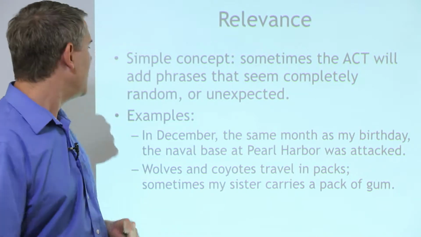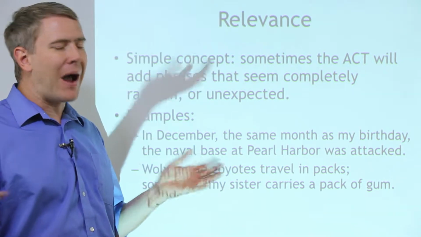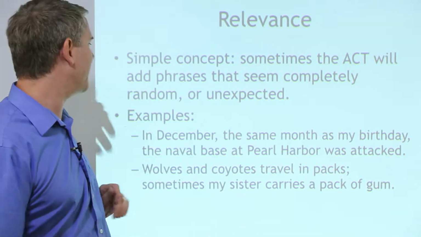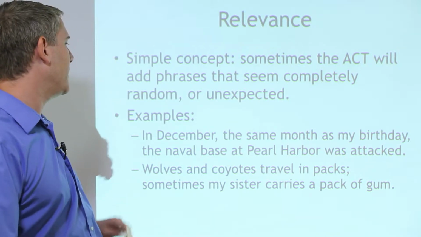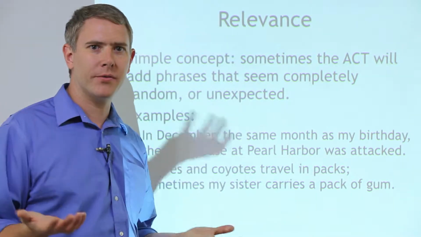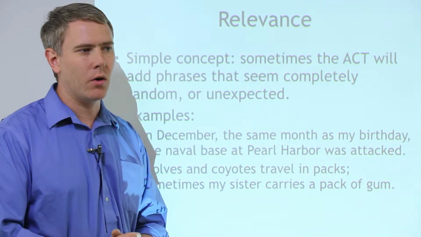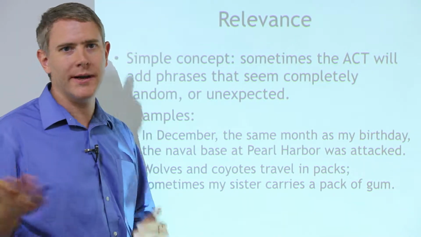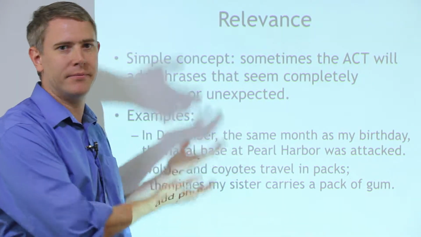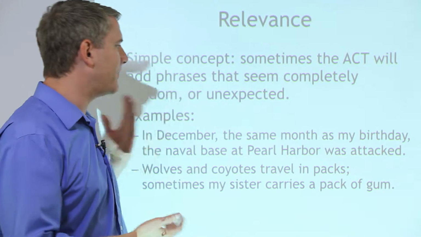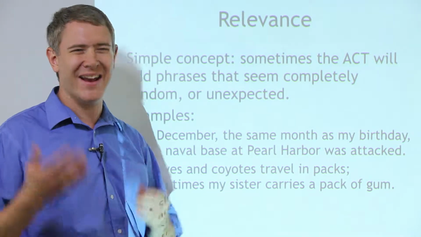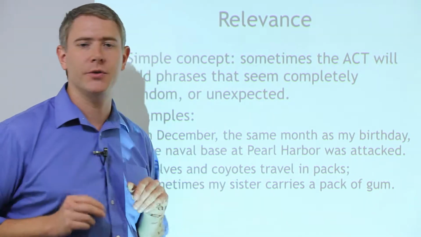Now, what am I talking about? These examples, possibly a context could support them. Maybe they would make sense, but in general, this is what we're talking about. In December, the same month as my birthday, the naval base at Pearl Harbor was attacked. Now you're wondering, why am I talking about my birthday when I'm talking about the attack on Pearl Harbor? It's possible in an essay that you're talking about things that happen in your birthday month, and so you bring up the Pearl Harbor attack. But if the essay is about Pearl Harbor or those historical events, there's no reason to mention your birthday. That's the sort of random material that the ACT will just throw in there.